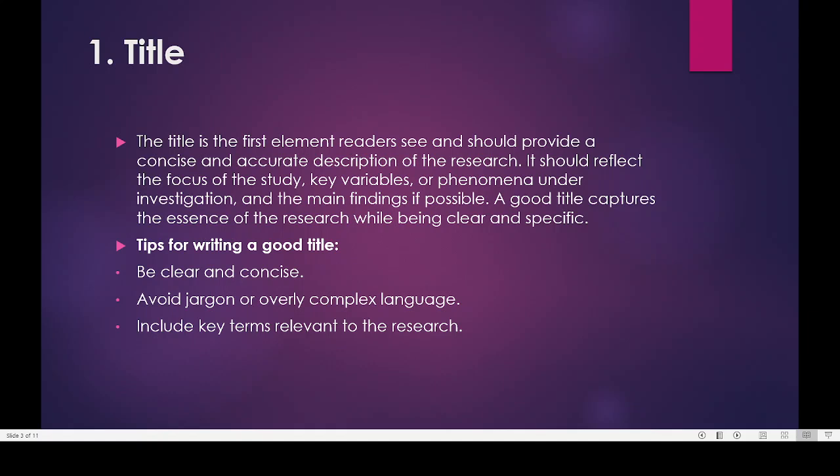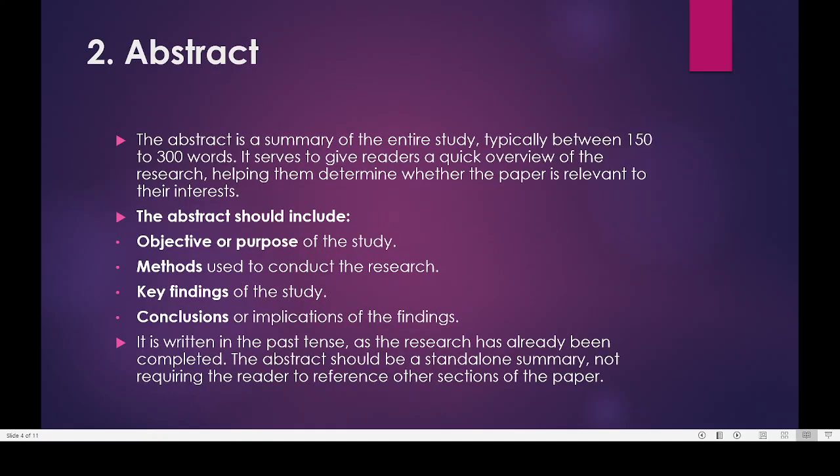Then include key terms relevant to the research. For example, in the case of Kumarakom bird, what is a major thing? Bird diversity. That's a key term. Kumarakom, that is a key term. So these are the major aspects which have to be included in a title. Then comes the second aspect. So second aspect is an abstract.